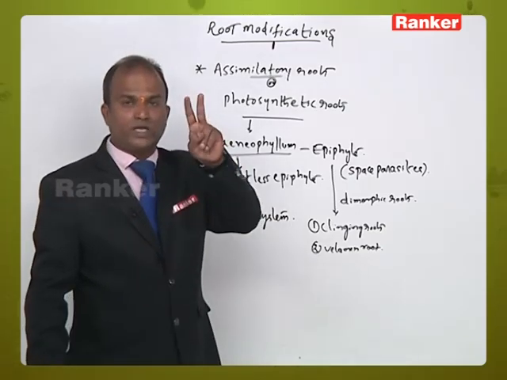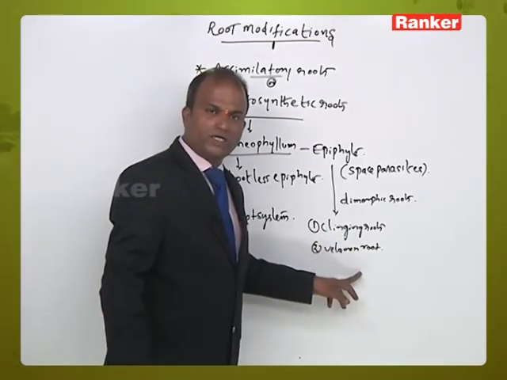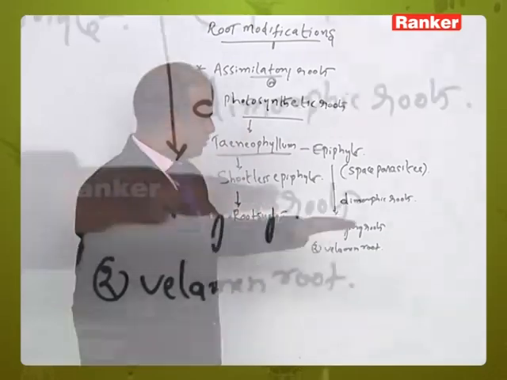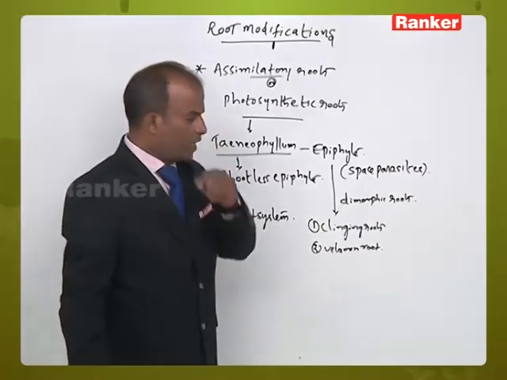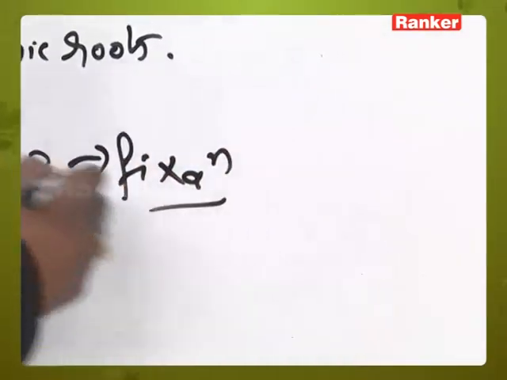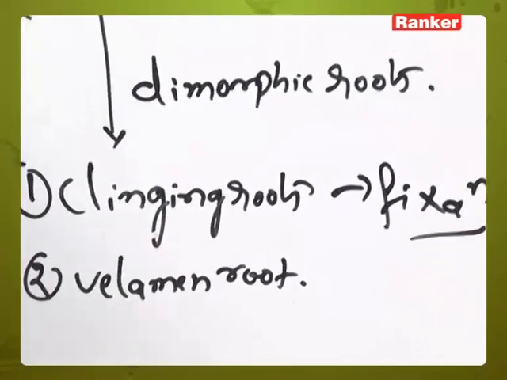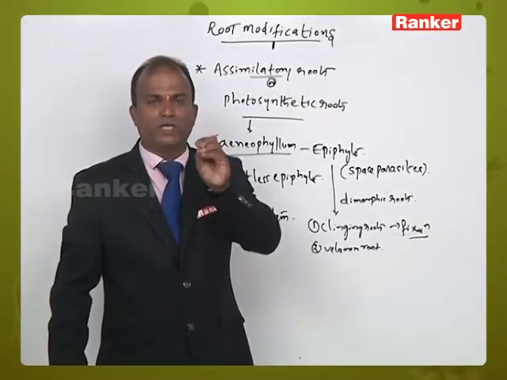How many types of roots does it show? Two types of roots: one is the clinging root, another is the velamen root. Already I told you the main function of the clinging root: it helps in fixation. These clinging roots help in fixation on the branches or on the main trunks of the bigger trees.